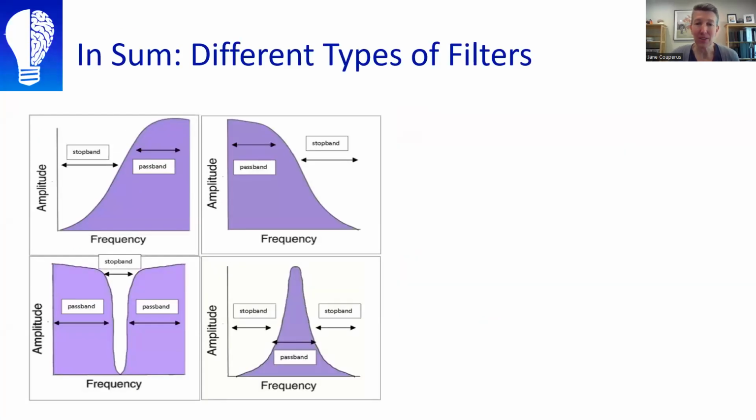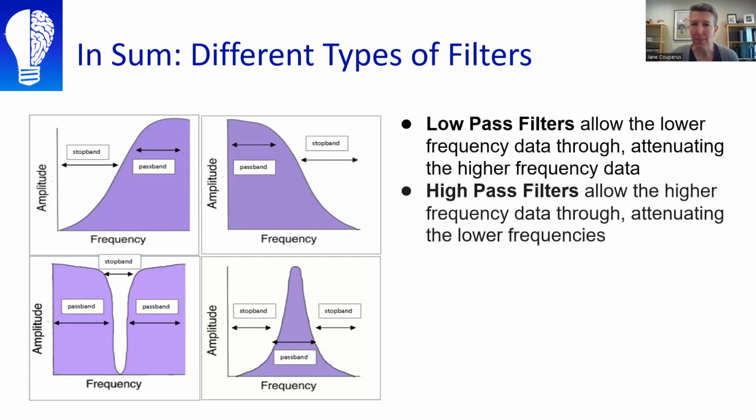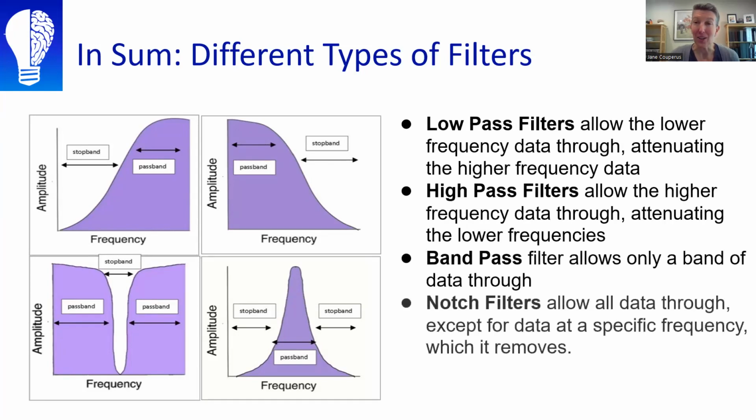So we do have these four types of filters in particular: low pass, high pass, band pass, and notch filters. There are others, but these are the ones that we're most concerned with today and we're going to look at.